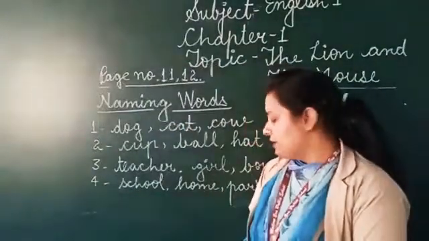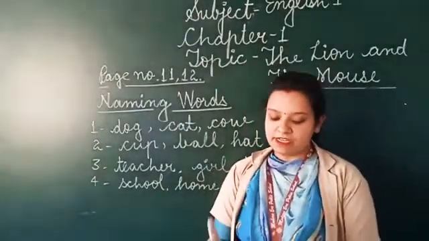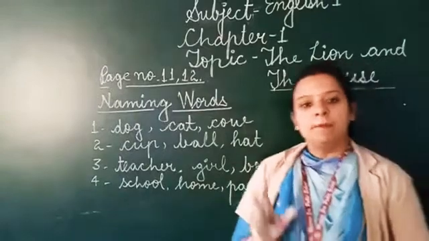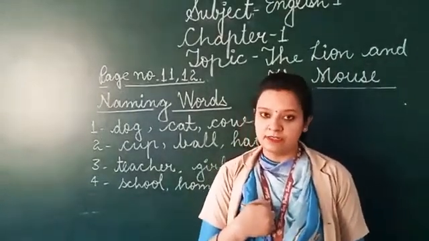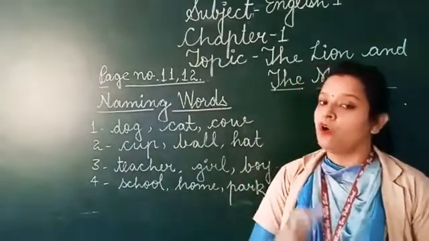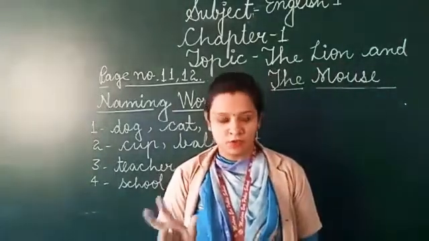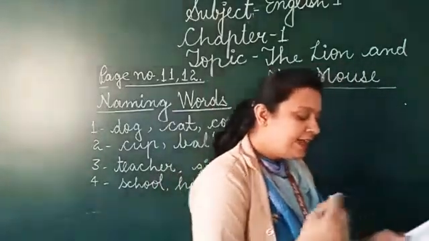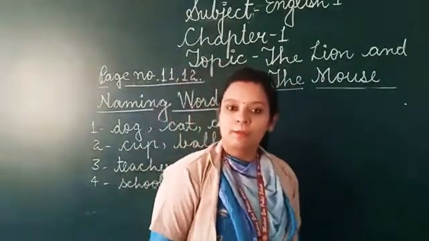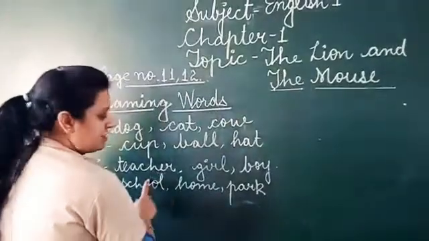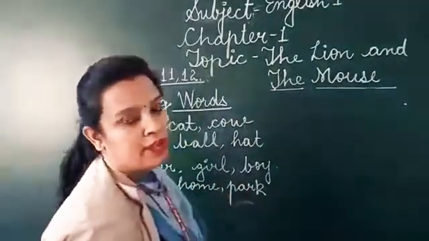Okay. Now the third one is, there is a person in the story, hunter. Person like you are a person, I am a person. Okay, your dad, your mom, all those are the persons. Okay. So write the names of more person. So you will write here the name of more person like teacher, girl and boy.